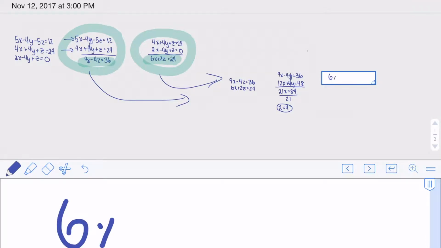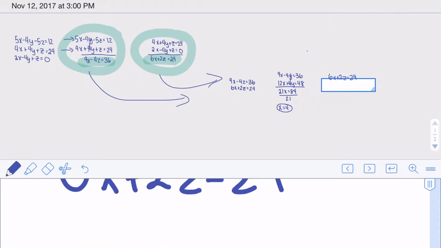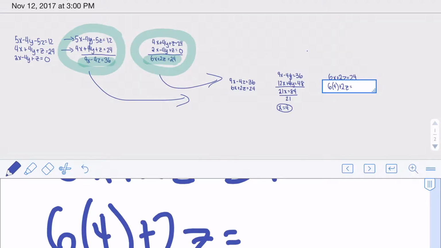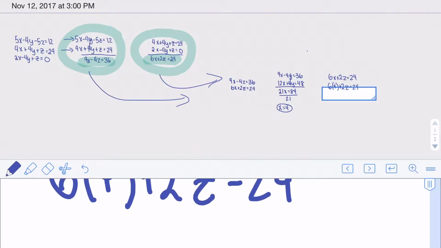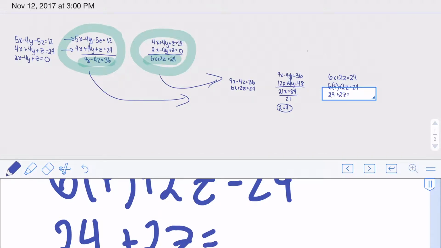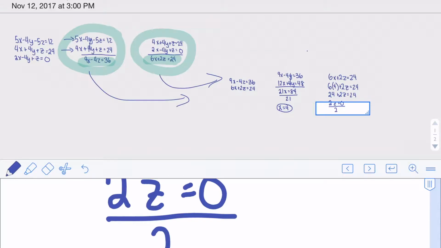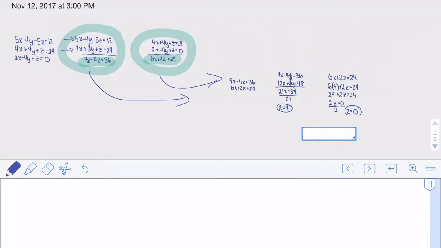Now, as you remember, you will plug x into one of the new equations that you got from the original equation, and I chose to plug x into the equation 6x plus 2z equals 24. I multiply 6 times the 4, getting me 24, and then I have 24 plus 2z equals 24. I subtract 24 from both sides, leaving me with 2z equals 0. I divide both sides by 2, leaving me with z equals 0.